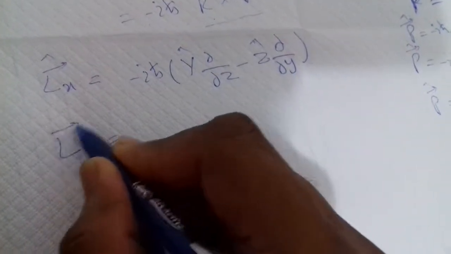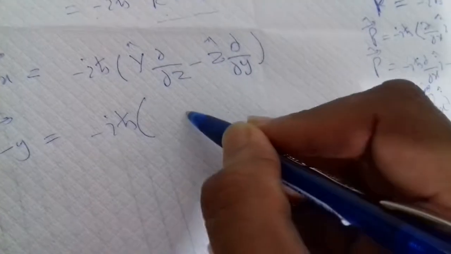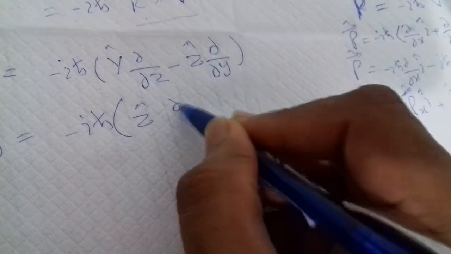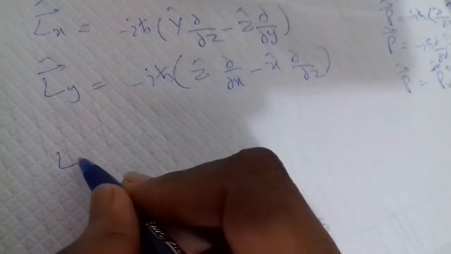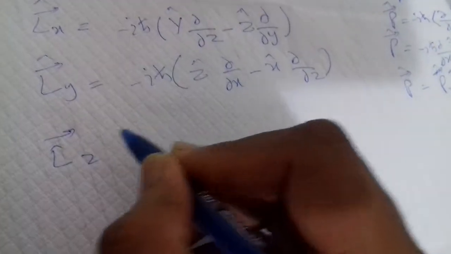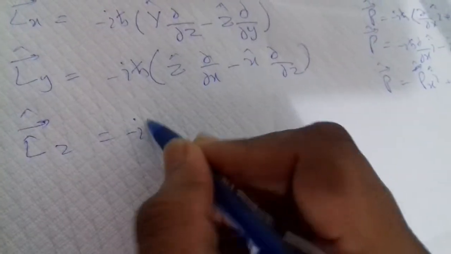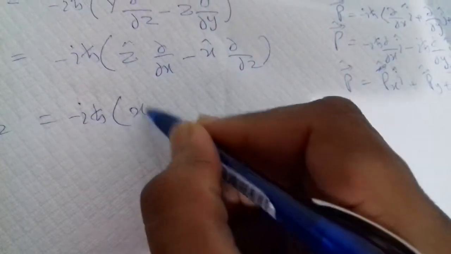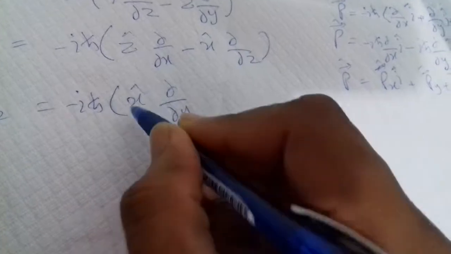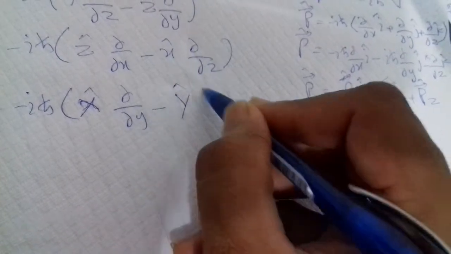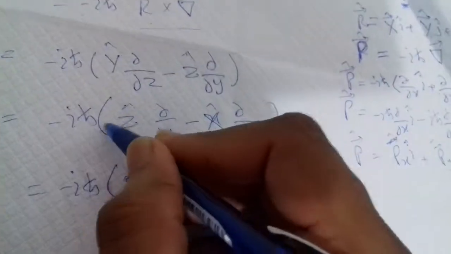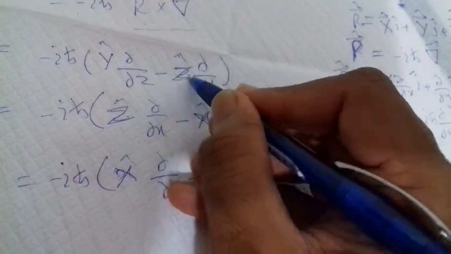The value of Ly will become minus iota h cut Z curly by curly x minus X curly by curly z, and for the last term Lz is equal to minus iota h cut X curly by curly y, where capital X represents the operator along the x direction, minus Y curly by curly x, and here also we will write the capital. All of these three letters x, y and z will be written in capital letters.